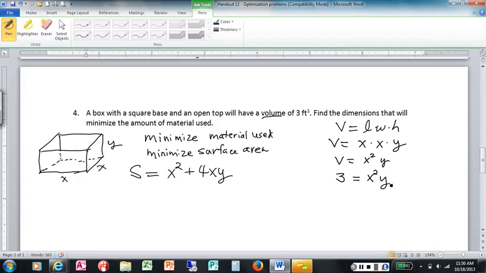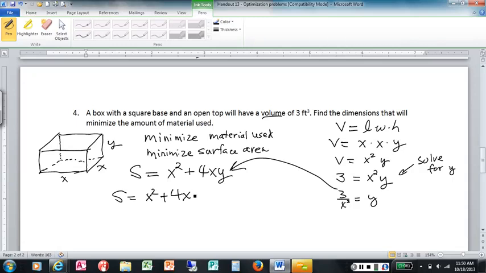So what do I want to do with that? I want to solve this one for y. And I can plug that in for y in the other one. So I have S equals 4x times 3 divided by x squared, now that I know y. Same deal in all of these.